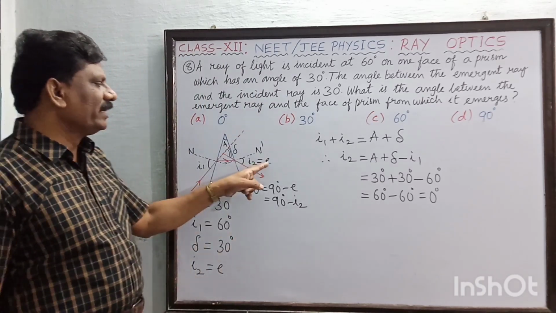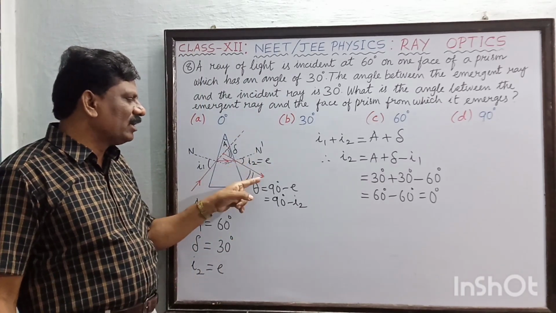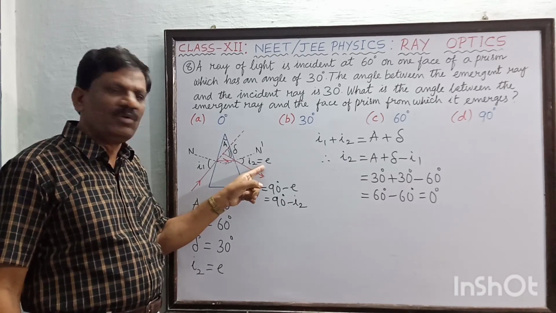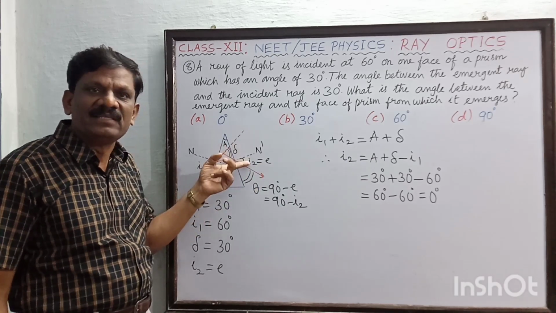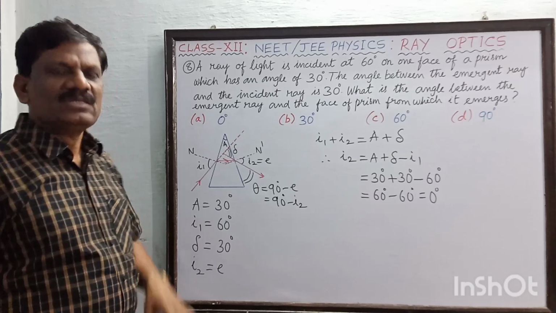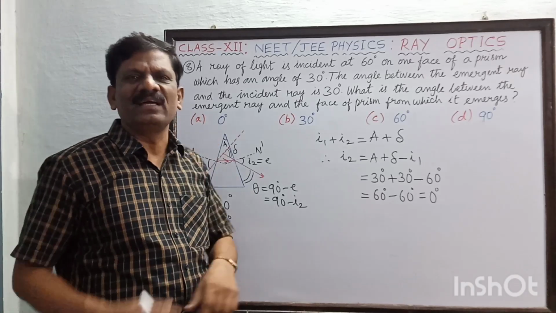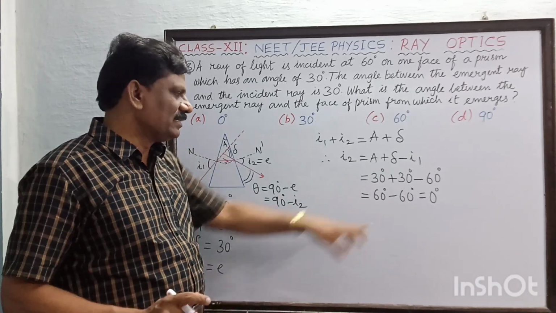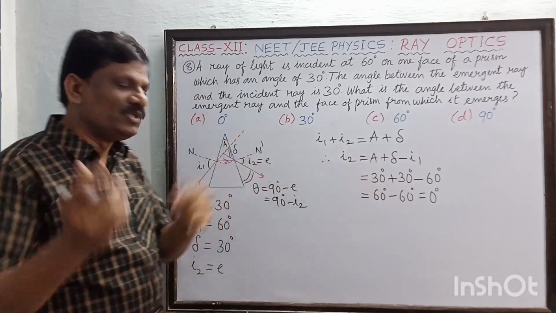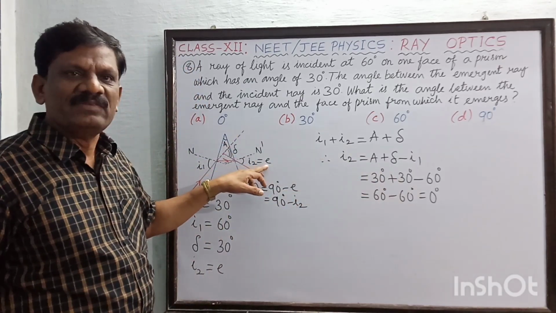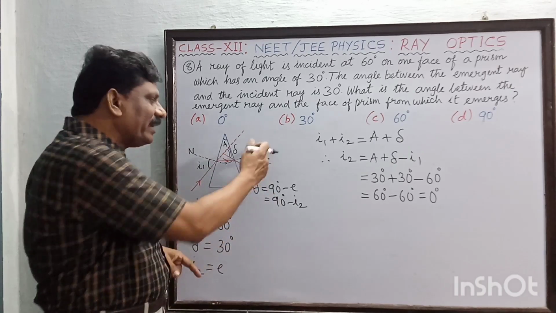That means the angle of emergence is the angle between the normal and the emergent ray. If this is 0, then the remaining angle is 90 minus 0, which is 90. So here we should not quickly click the answer A. Understand? This 0 degree is I2. I2 is the angle of emergence, which is the angle between the emergent ray and the normal.